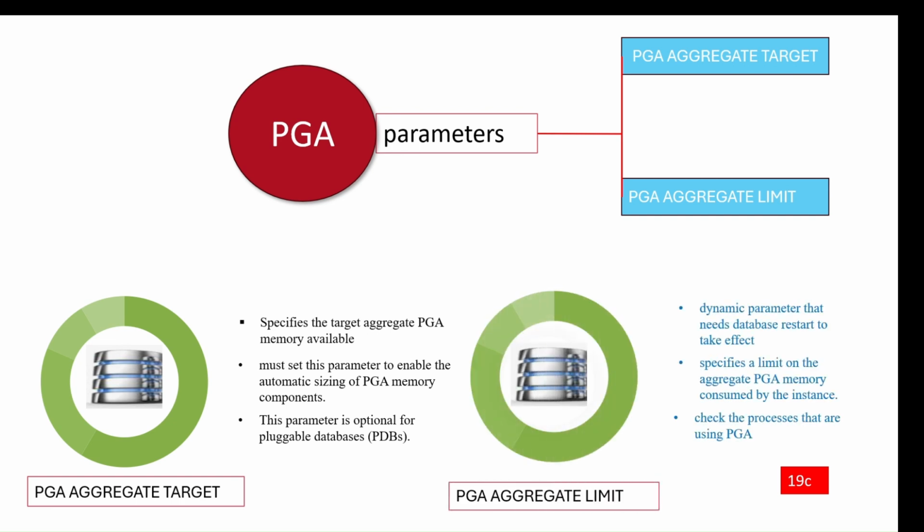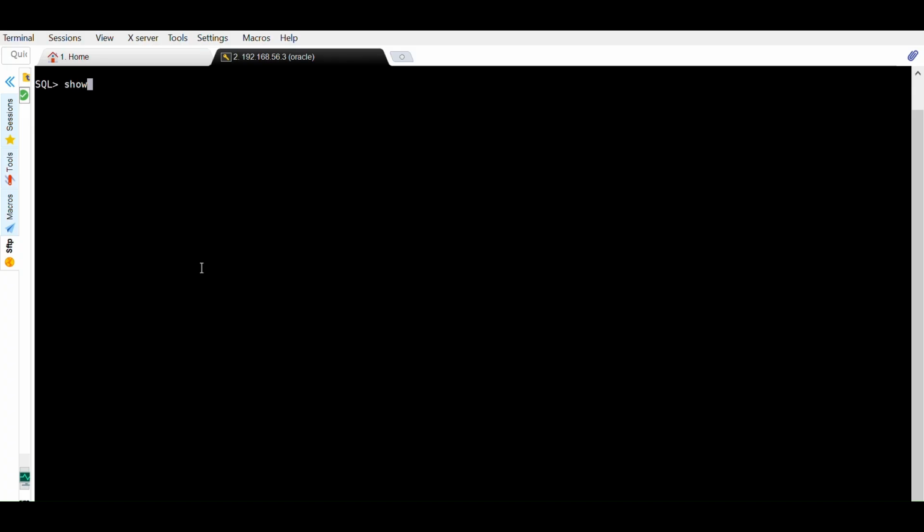PGA aggregate limit is a dynamic parameter that needs a database restart to take effect and specifies a limit on the aggregate PGA memory consumed by the instance. Before we resize PGA, we have to check the processes that are using PGA. Good. Let's provide a value different from 0 for dynamic allocation of its components based on workload. To do so, first let's check the memory size allocated for PGA and then reallocate it. And finally check the change in the memory size.